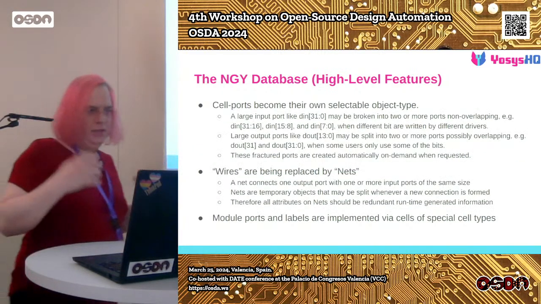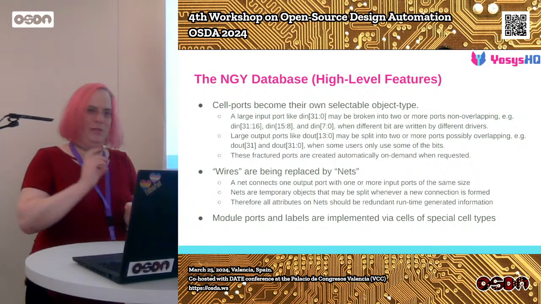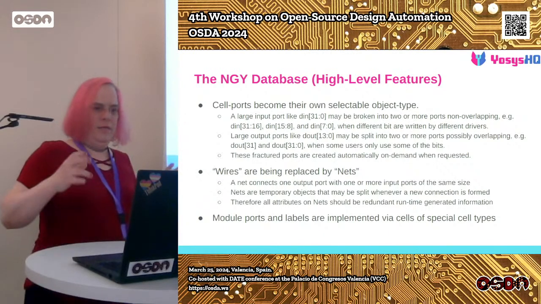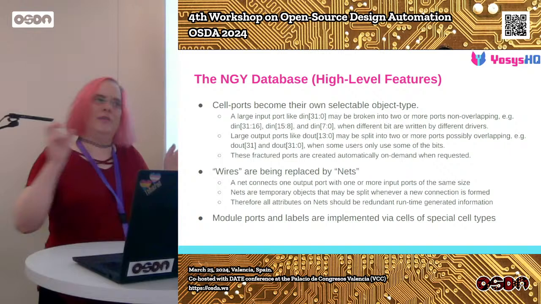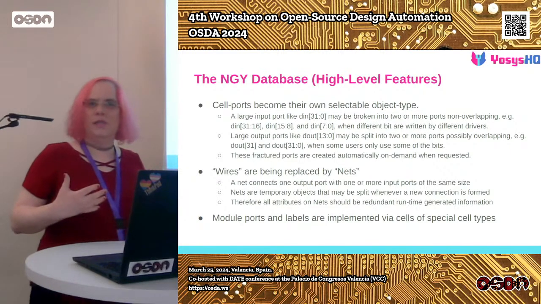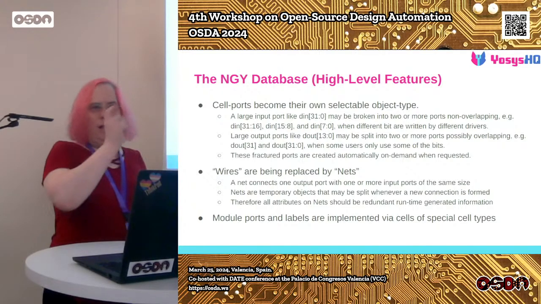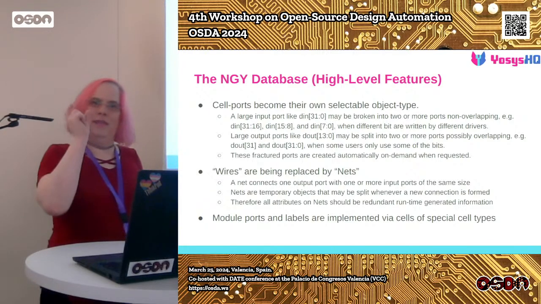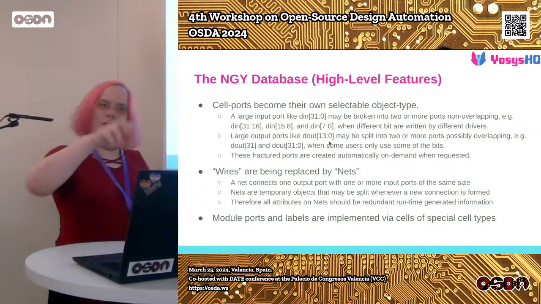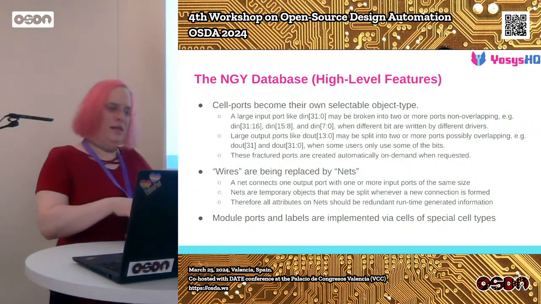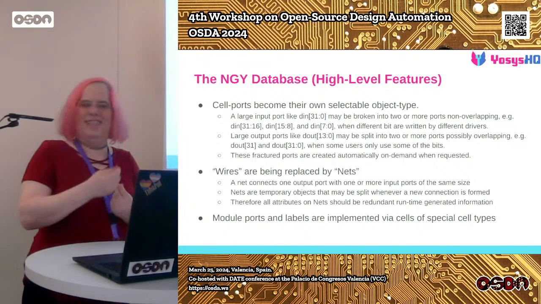So yeah, some of the high-level differences in the NGY database compared to what we have. In the past you could only select cells, but now you can select cell parts. When there are different drivers for the different slices that we have, you might end up with two cells of the same type, and the cell definition would say, oh, it has a data in. You would end up with three data in parts, each covering another slice. It's similar for large output parts. If someone is using only some bits of an output part, it can be overlapping, so that we can easily get the list of cells downstream that only use those bits.